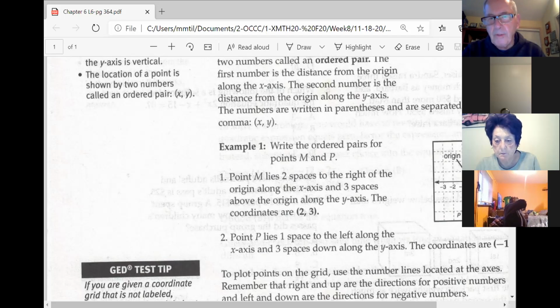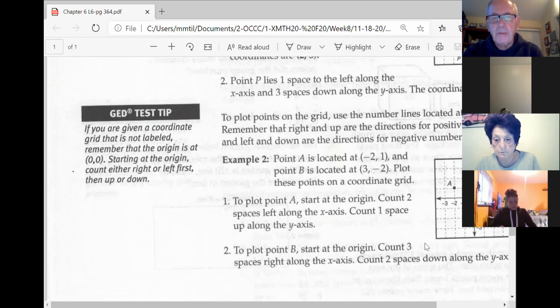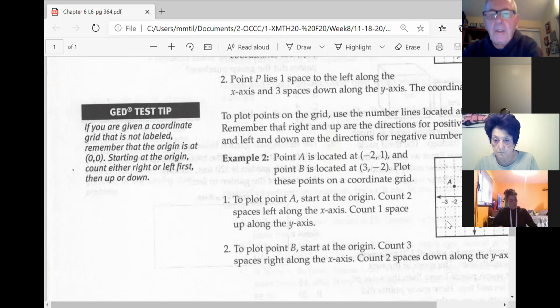To the left would always be negative, to the right would always be positive. Up would always be positive, down would always be negative on the y-axis. So that's the definition of the coordinate plane, or they call it the Cartesian plane. The coordinates are like 2 and 3. It's just 2 on the x-axis, 3 on the y. So like this M would be the 2 and 3. It's not any more sophisticated than that. It's just defining the points on a plane. Okay, does that make sense to you?